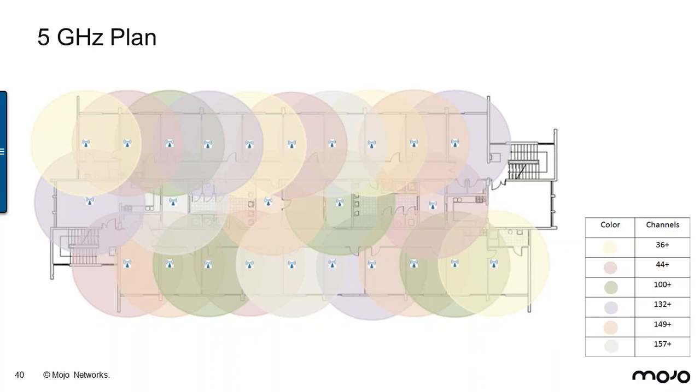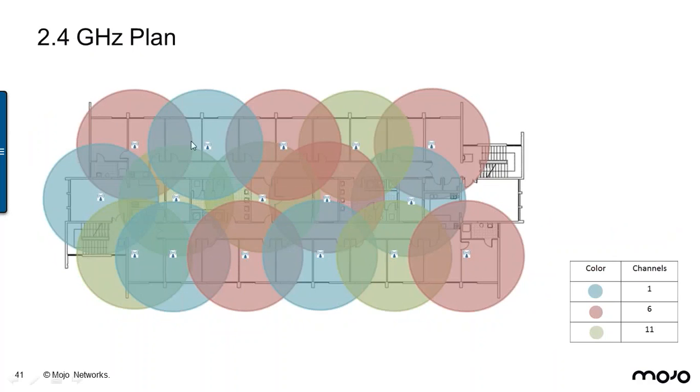Now, if we look at the 2.4, you'll see that we illustrated that these circles are bigger, meaning that the 2.4 is going to propagate further with good signal strength. That's what it does naturally, because of the longer wavelength. And we're going to see that we're able to have a 2.4 radio for every other room or so. That means we're basically disabling the 2.4 GHz radio in every other room. We do this because we only have 3 non-overlapping channels to work with in the US, and we don't want to create CCI, co-channel interference.